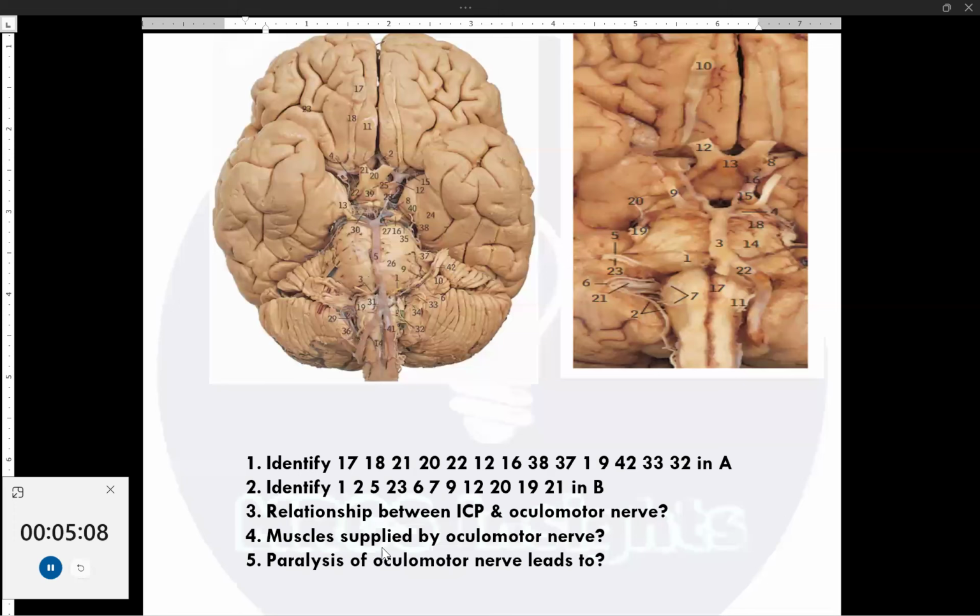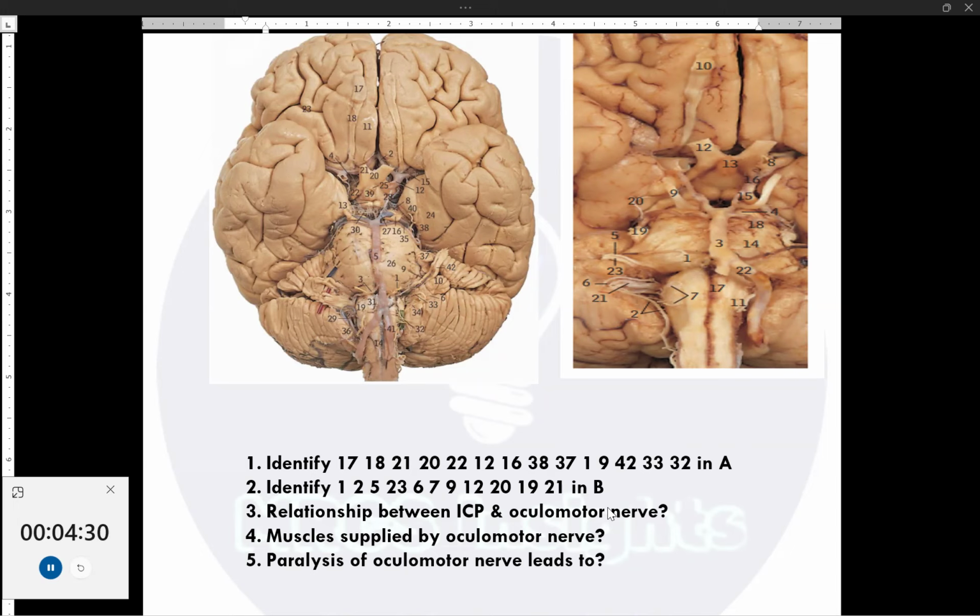Excellent. So what are the muscles supplied by this oculomotor nerve? The oculomotor nerve will supply all the extraocular muscles of the eye except the lateral rectus and the superior oblique. It will supply medial rectus, inferior oblique, and the rest.